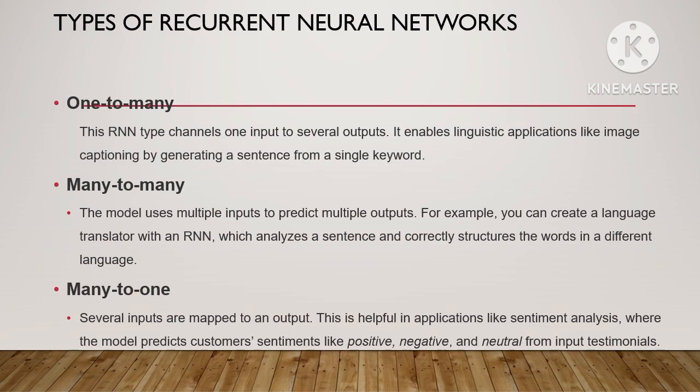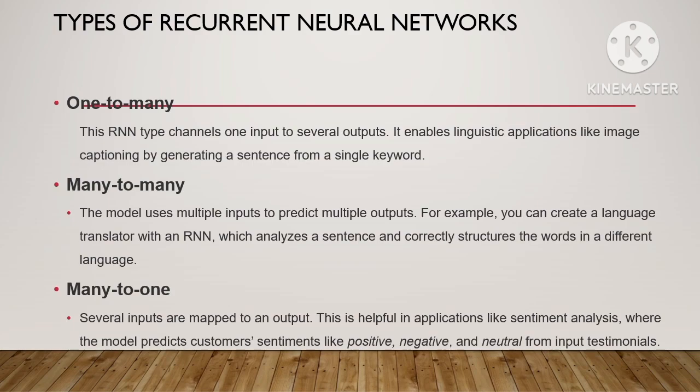This happens mostly in applications like sentiment analysis, where the model predicts customer sentiment, like positive, negative, neutral, from input testimonials. So the testimonials from customers will be converged to one output, either positive, negative, or neutral. So that is many to one. Those are the different types, which have their applications.